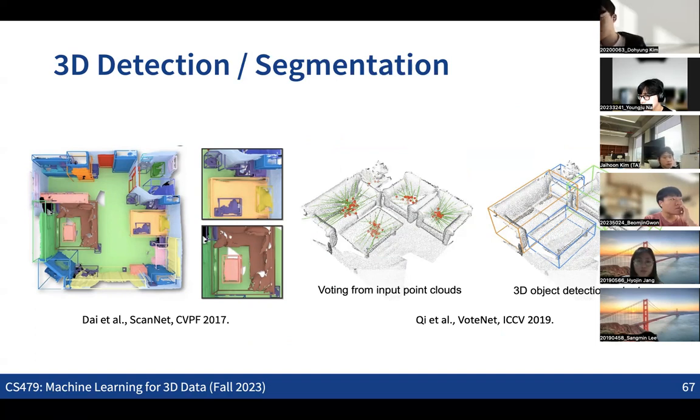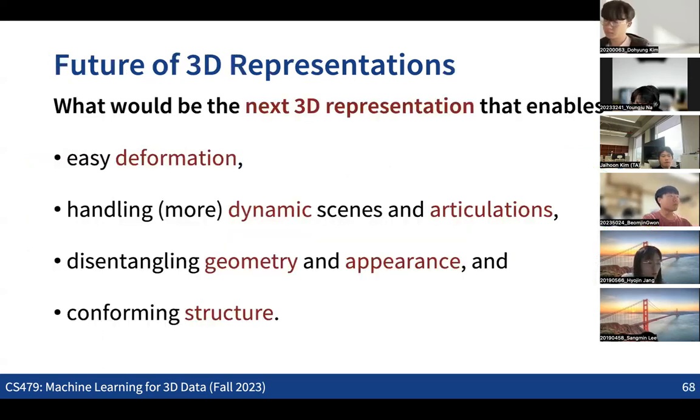There are lots of topics that we couldn't cover in this class. We also discussed lots of representations of 3D data. But still, all the 3D representations that we discussed may not be perfect representations in many aspects. So we discussed some ideas in terms of how we can do reconstruction and generation, and doing segmentation and detection of things.